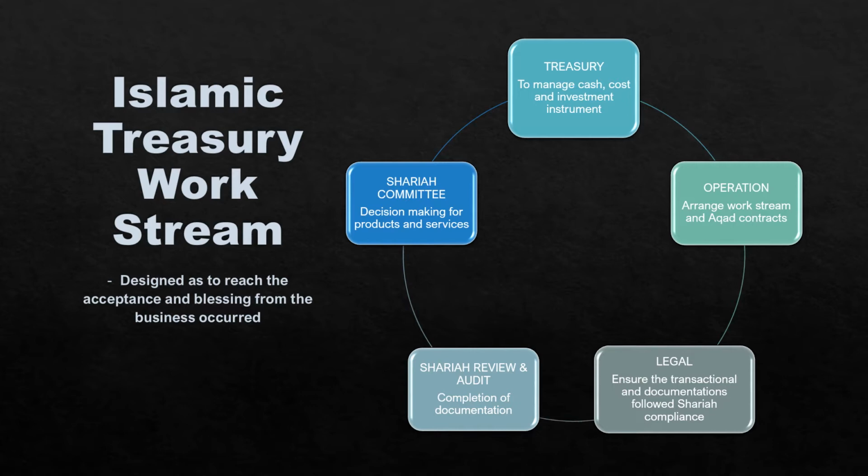Third, legal. The legal team ensures the transactions and documentation follow Sharia compliance. Fourth, the Sharia review and audit team. They do the completion of the documentation. Fifth, the Sharia committee, which decides that the products and services provided by the banks follow the Sharia law.